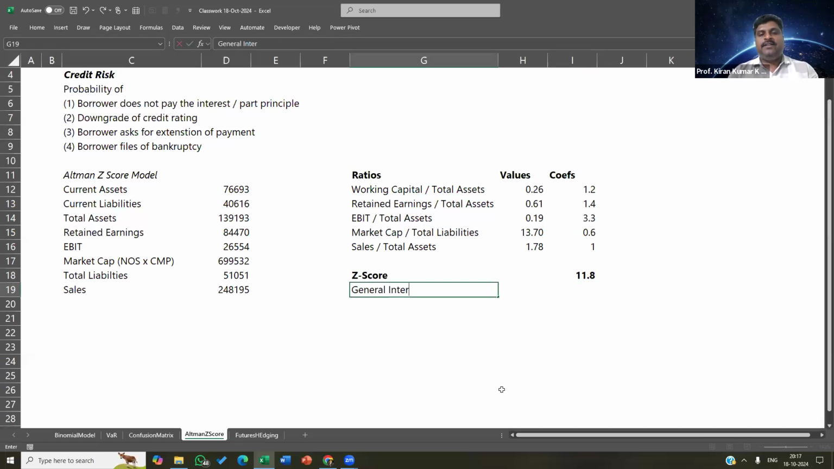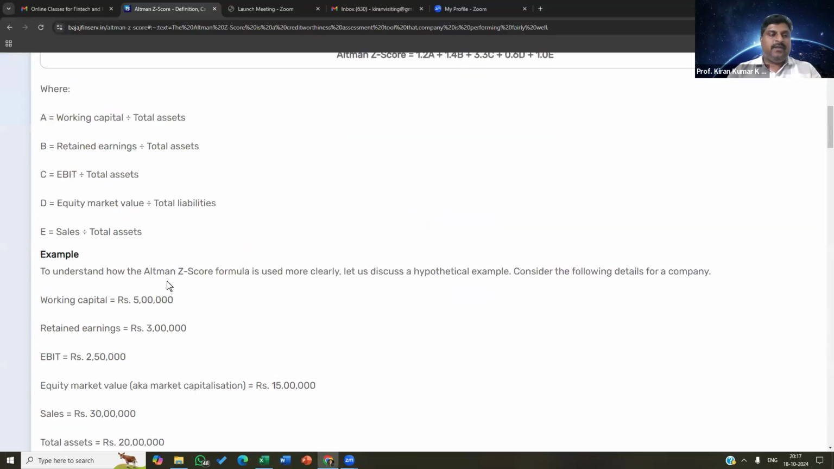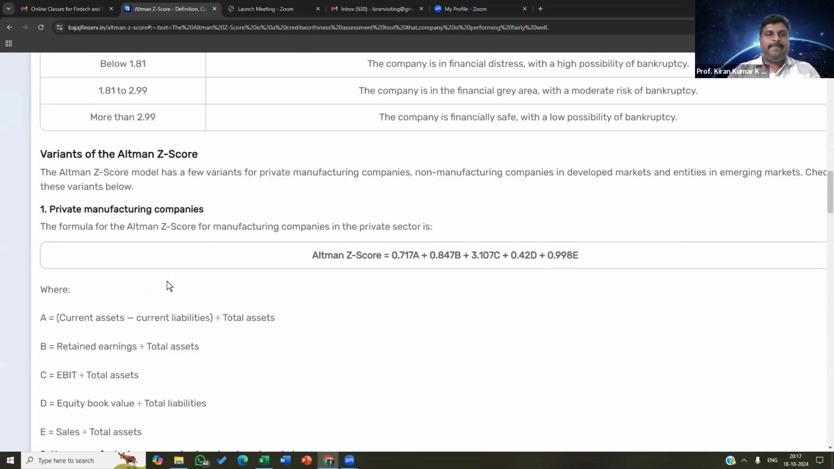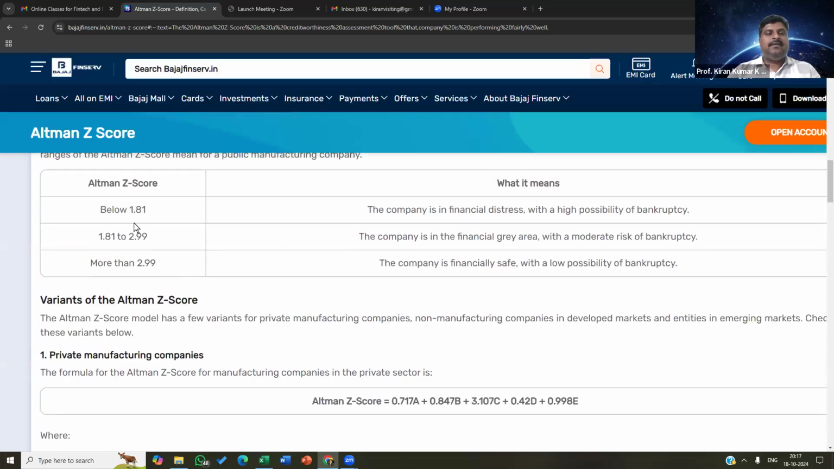General interpretation. This is what generally, even those who don't understand statistics, use as a thumb rule. Okay, let me take you through this. Can you see this part?